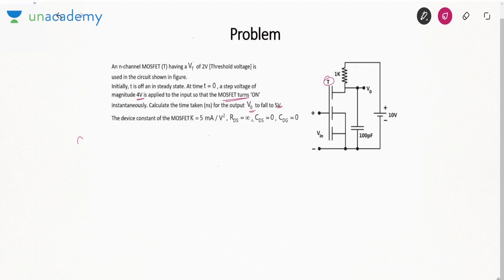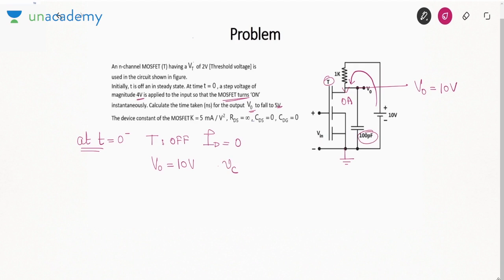It says that it is a problem based on transient. At T equal to 0 minus, the transistor is off. If the transistor is off, the drain current is 0, right? This current is 0 ampere. No current is flowing in the circuit. If no current is flowing in the circuit, the entire voltage appears across V0. So V0 equals 10 volt. Suppose this is ground; I am taking this as reference. If V0 is 10 volt, what is the voltage across the capacitor? The voltage across the capacitor is actually V0. It is also 10 volt. Now if I ask you the drain to source voltage, it is 10 minus 0 equal to 10 volt.